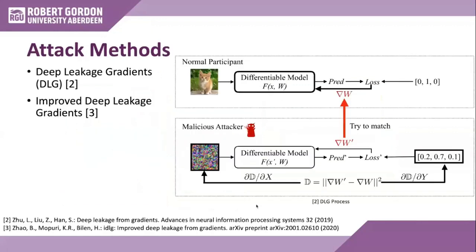We have selected two attack methods to evaluate our defense mechanism. First one is deep leakage from gradients, also known as DLG, and its improved version called improved deep leakage from gradients. DLG is a well-known gradient inversion attack which uses a gradient matching technique. The DLG process starts by generating dummy data and dummy gradients. Then by optimizing the dummy gradients to be close to the client gradients, the dummy data will be close to the real data. This is also shown in the diagram here.